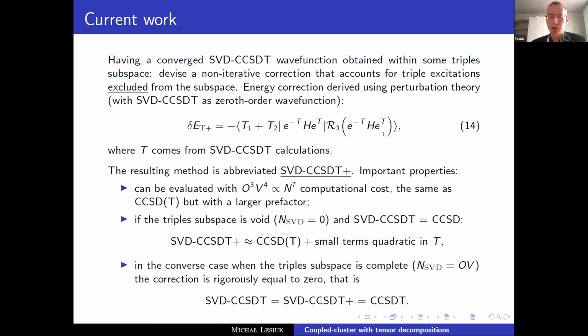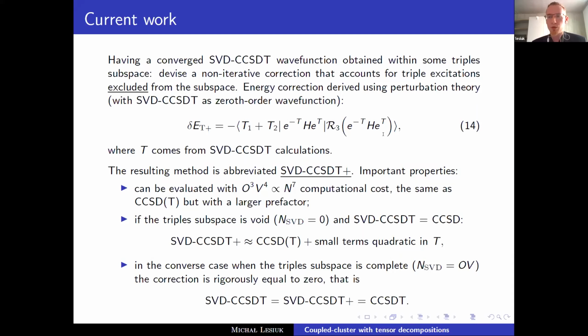And the other two important properties of this method are these. If you have no vectors, if your SVD subspace, so n SVD, is equal to 0, SVD CCSDT becomes CCSD. If you have no triple excitations, then the method is simply CCSD. And in this case, the SVD CCSDT plus is approximately equal to parenthesis T plus some terms that are quadratic in T. So they are presumably much smaller, at least for well-behaving systems. So your starting point, with the size of the subspace equal to 0, is basically parenthesis T.